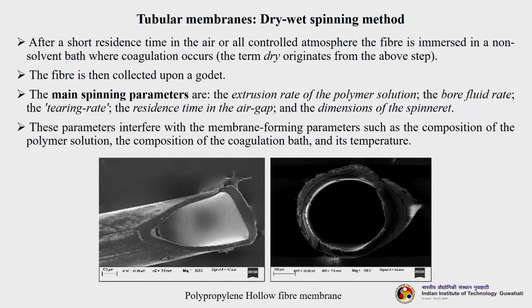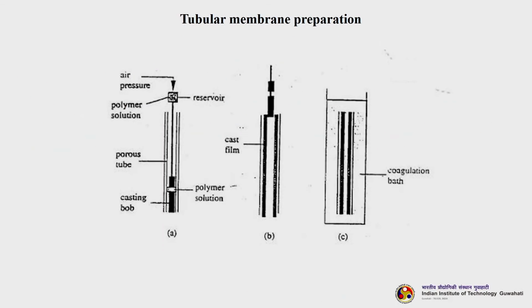You can see the scanning electron microscope images of a polypropylene hollow fiber membrane here. Okay. So, this is a cut actually and this is the cross section. Okay. This is the inside of the tube and this is the membrane thickness. Students, this is the last slide. I will try to explain how a tubular membrane is prepared here.